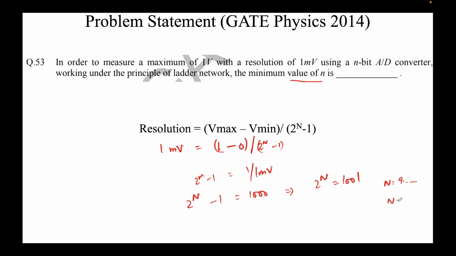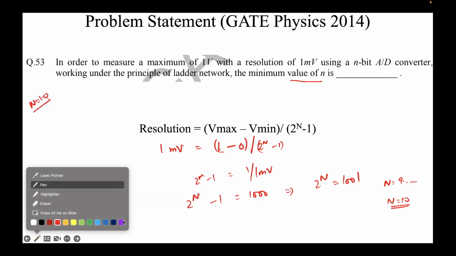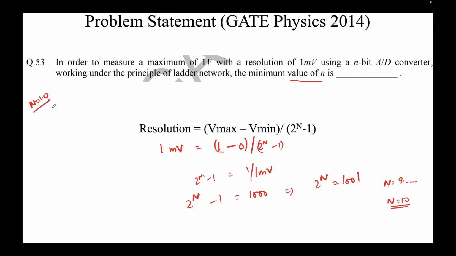But if you use n equal to 10, let's try to solve it. Let's try to find this formula. I'll change the pen color so that you can clearly understand. So for n equal to 10, R10 I'm noting it as, so it will be 1 minus 0 over 2 raised to the power 10 minus 1. So this will be 1 over 2 raised to the power 10. 2 raised to the power 10 is approximately 1024, but if I approximate it to 1000, this will come out to be approximately 1 millivolt. So when n equal to 10, the resolution is 1 millivolt, which clearly matches.